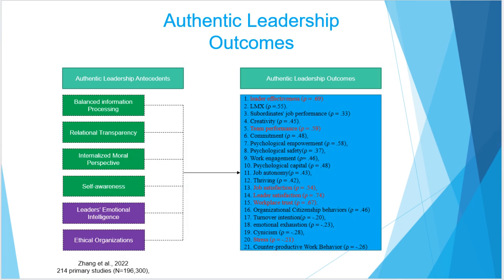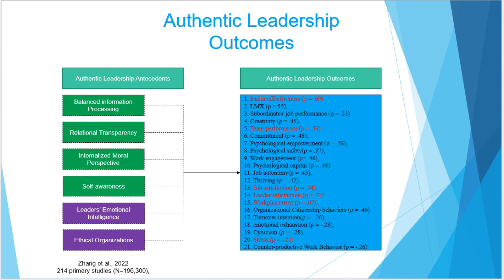So with that, what happens when you have an authentic leader? What does the study say about it? What happens to the workplace? So with this study by Zhang and colleagues in 2022, the study looked at 214 primary studies, which involved 1,960,000 participants. And this is a meta-analysis, so they went and looked for all the articles that study authentic leadership. And what did they find?